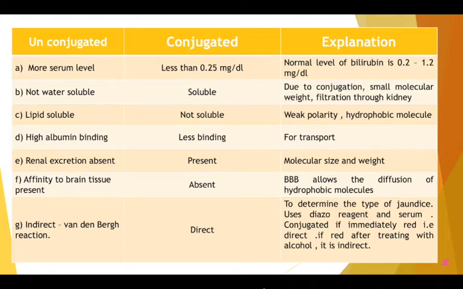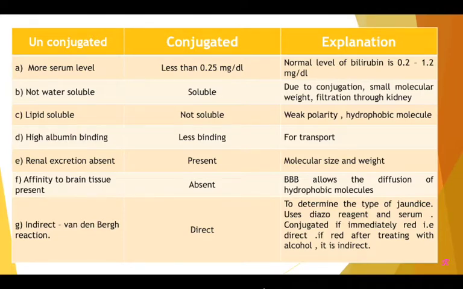So it is the unconjugated bilirubin that causes kernicterus. What is kernicterus? It is the jaundice of the brain. In neonates, in newly born babies, unconjugated bilirubin crosses the blood-brain barrier, reaches the brain and increases the level of bilirubin in the brain tissue. It can be fatal also. It can cause many neurological symptoms, motor symptoms, so many things.